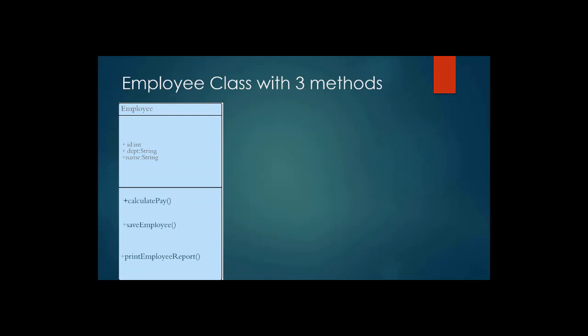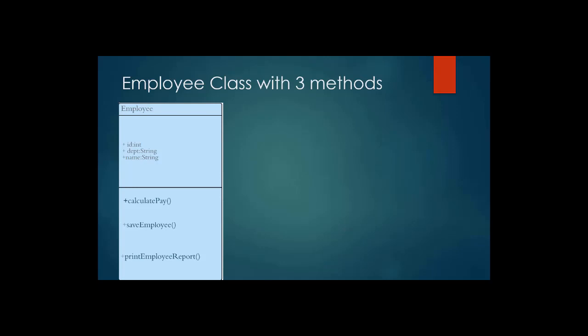Say you are developing a payroll software application and you have a class Employee which has 3 functions or methods. Calculate pay, which calculates the pay of the employee. Save employee, which updates the details of the employee in the backend employee database. And print employee report, which generates a report with employee details. So you have a class with 3 methods, as shown on the screen.